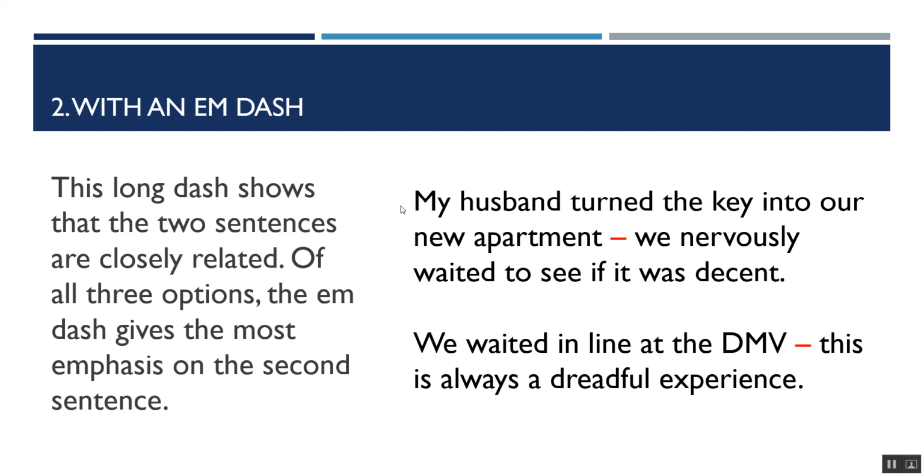So, in the first example, my husband turned the key into our new apartment, em dash. We nervously waited to see if it was decent. So, in this sentence, I really want to draw the reader's attention to this second part. I want them to also feel how nervous we were because we didn't know if the apartment would be nice or not.